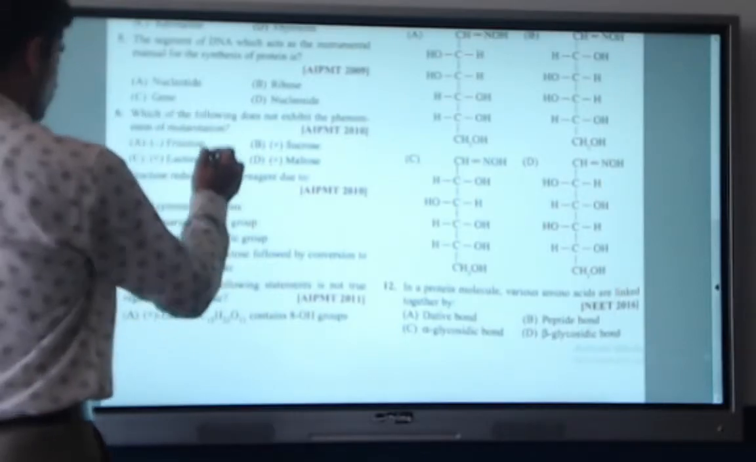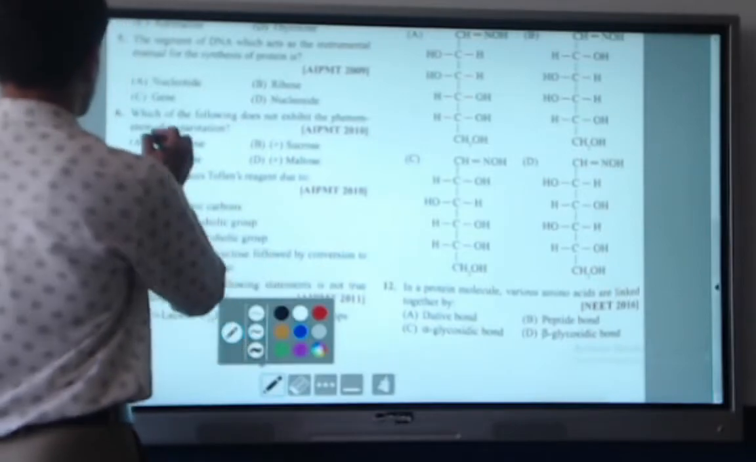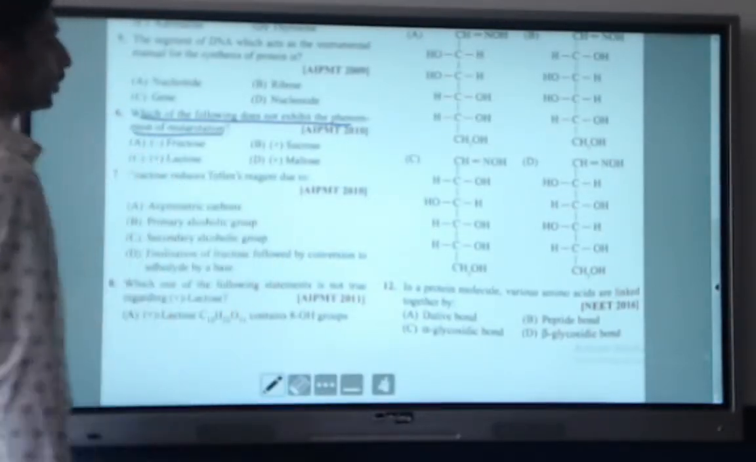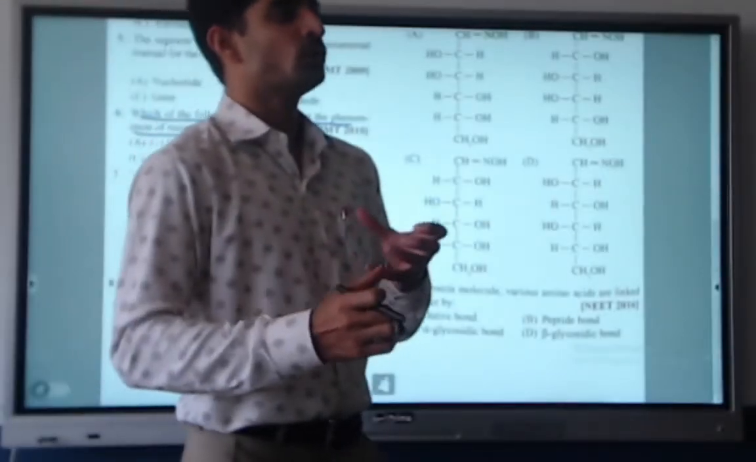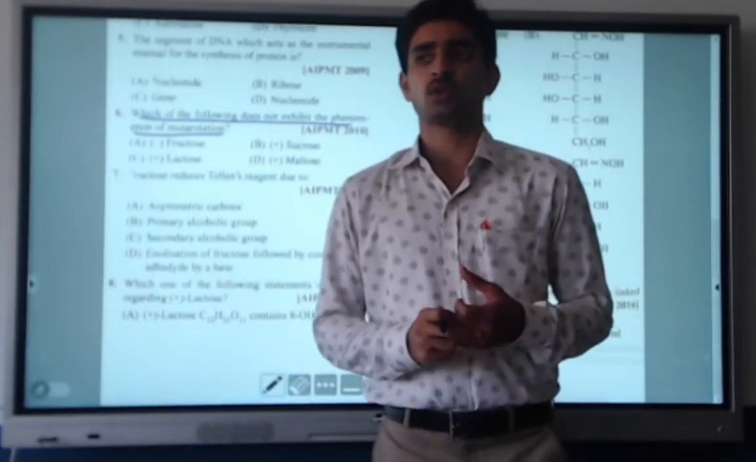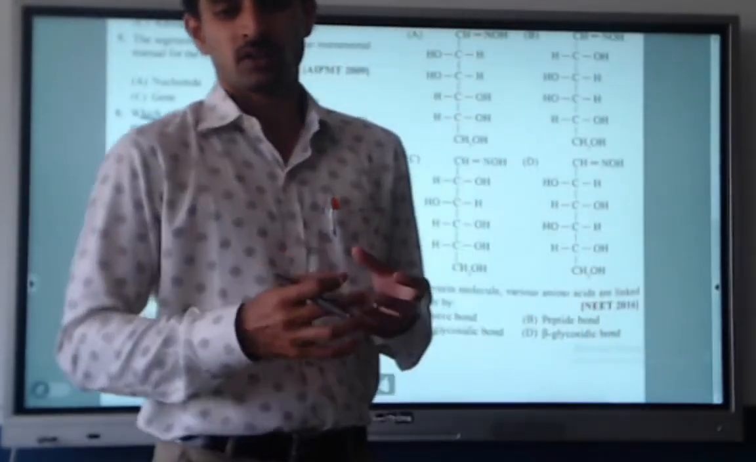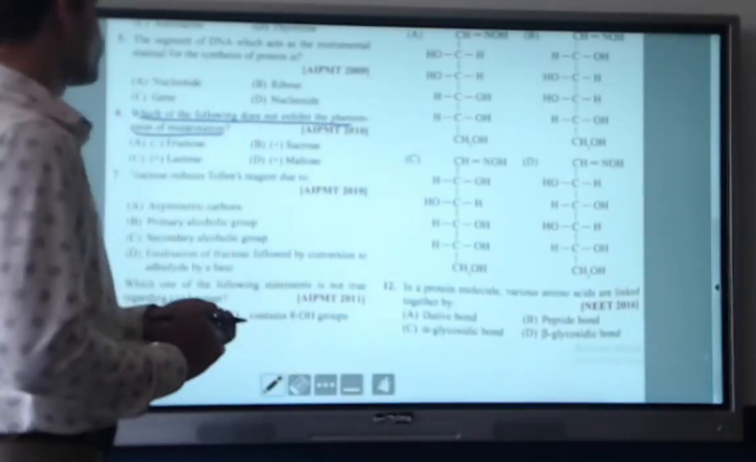Now, which of the following does not exhibit the phenomenon of mutarotation? Mutarotation is nothing but where you observe the rotation of hemiacetal groups.